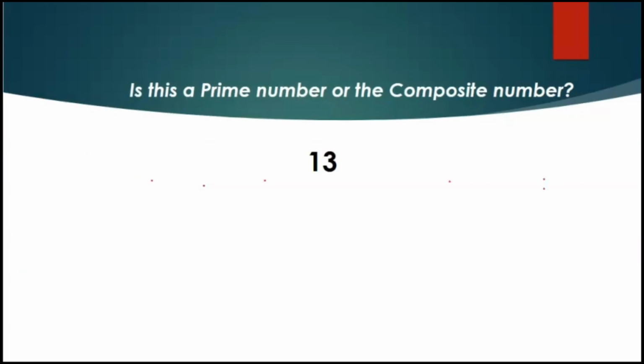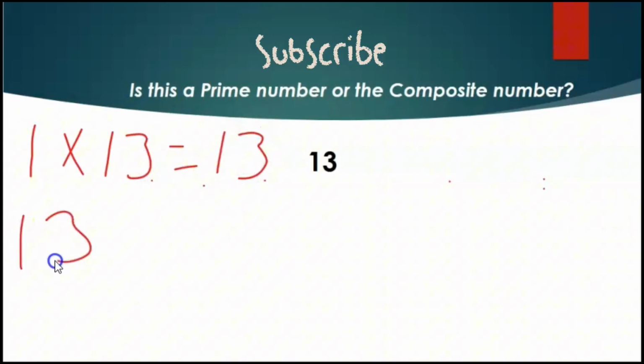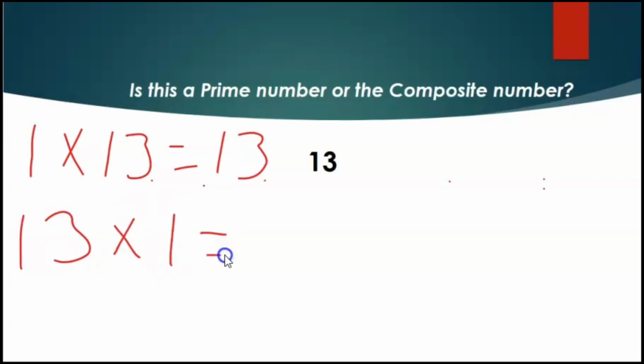Let's take a look at another number. Is 13 a prime number or a composite number? 13 is a prime number, guys, because, let's take a look at how. 1 times 13 equals 13. 13 times 1 equals 13. As you can see, it has only two factors, 1 and the number itself. So that's why 13 is a prime number.